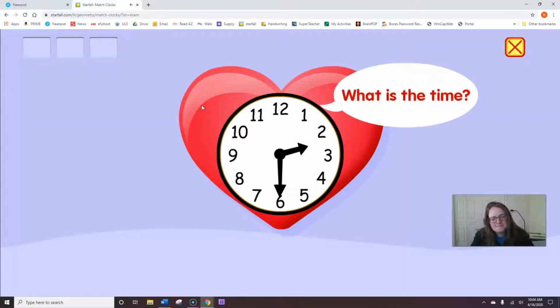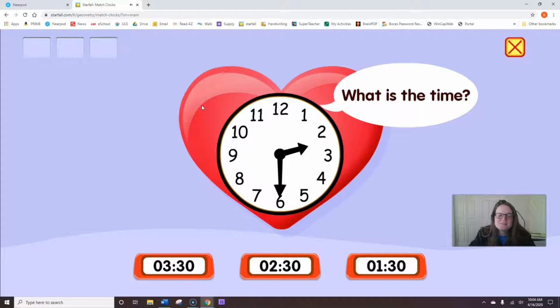What is the time? So my friends, you're going to help me tell the time. We always start with the little hand. And the little hand is between the 2 and the 3. So it did not cross the finish line to 3 yet. That means it's still 2 something. So it's not 3:30. This says 2:30.